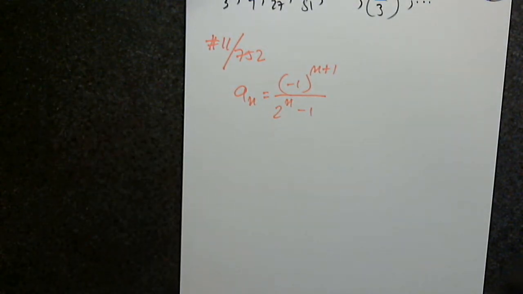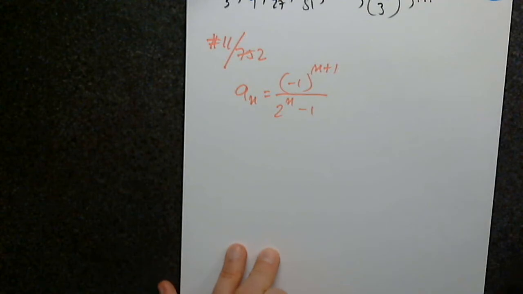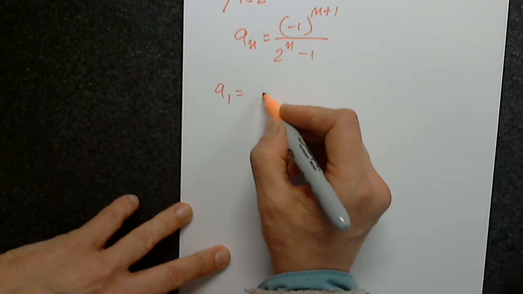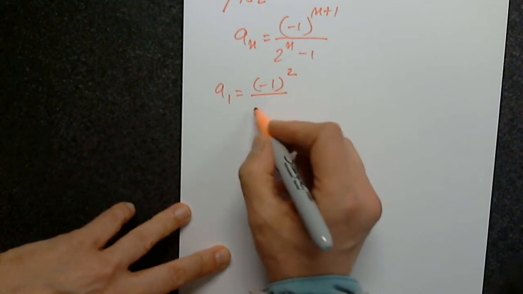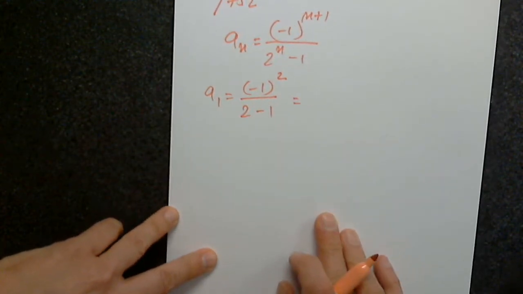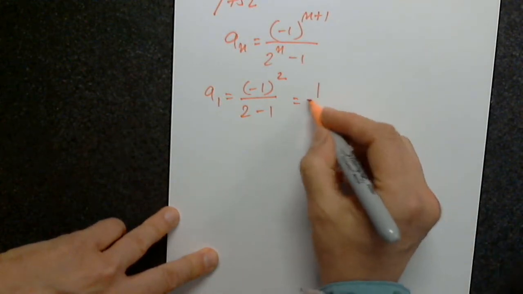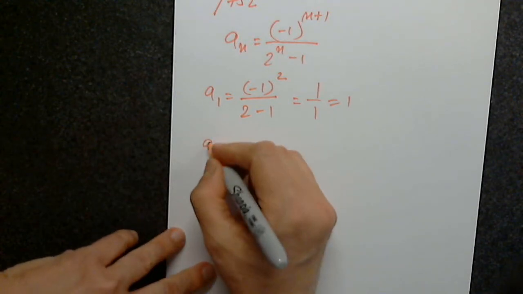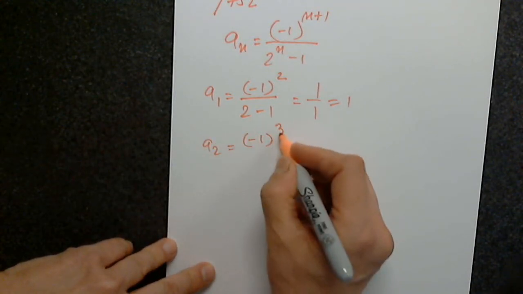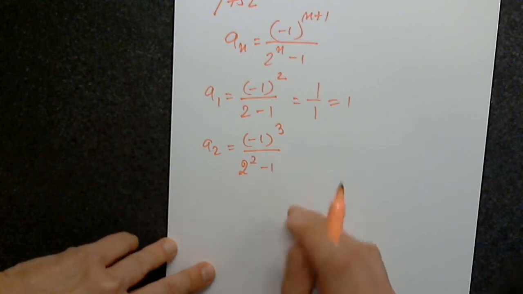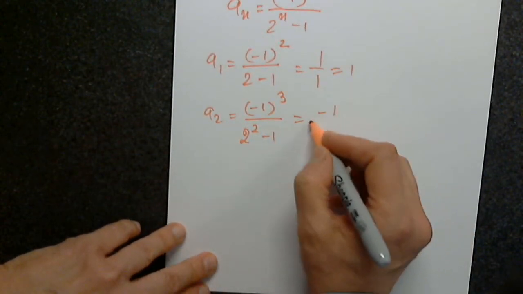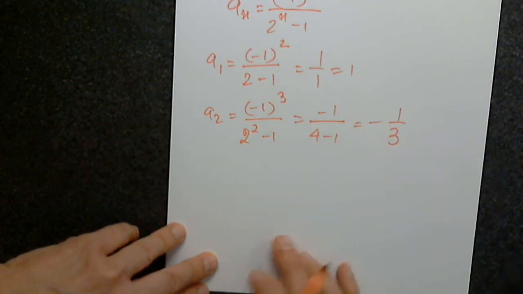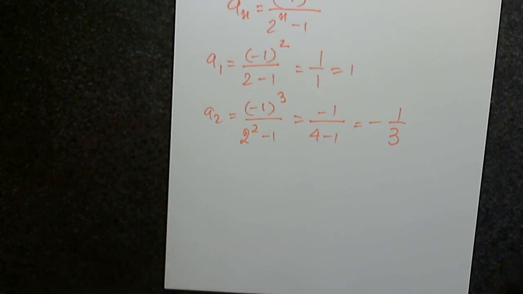So we're asked to find the first 4 terms. So a_1 will be (-1) to the 2nd power over 2 minus 1. The numerator will be 1. The denominator will be 1. So the first term of the sequence is 1. So a_2 will be (-1) raised to the 3rd power over 2 squared minus 1. So the numerator is -1. The denominator is 4 minus 1. So this is -1/3.